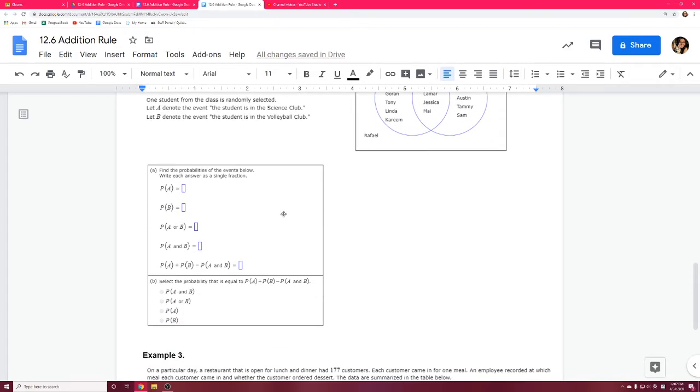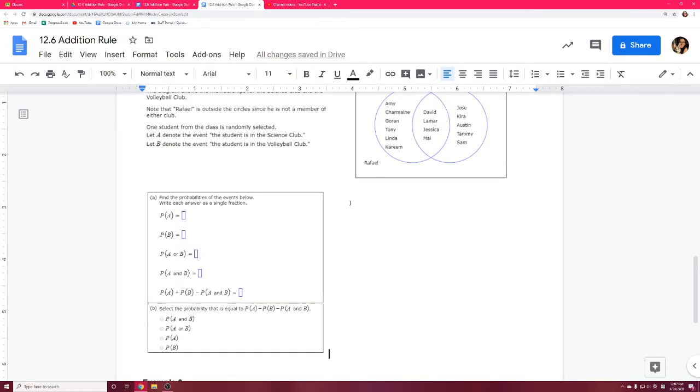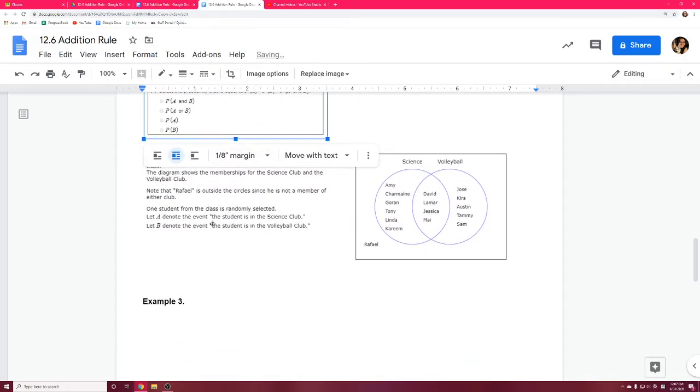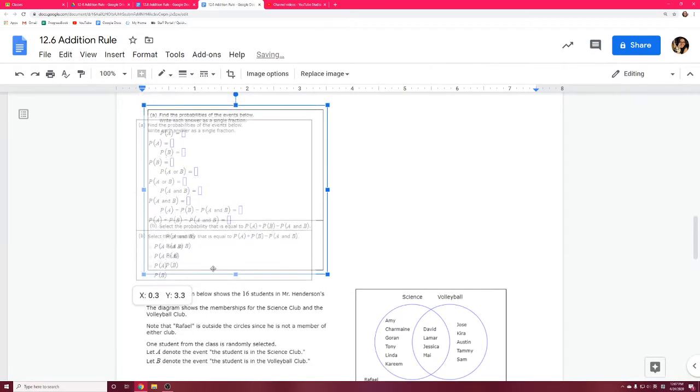Alright, so let's look at the question. They said find the probability of the events below. Let me do this so we can have more space.